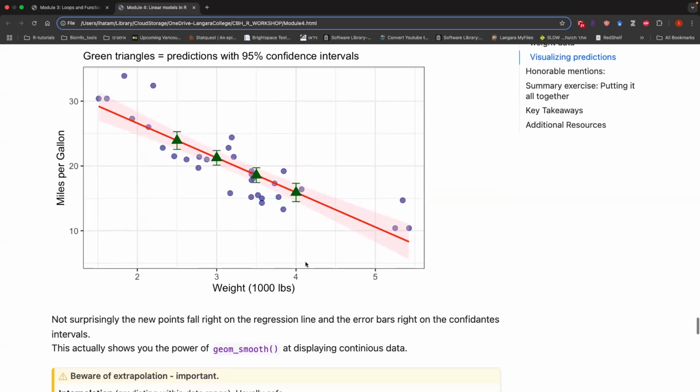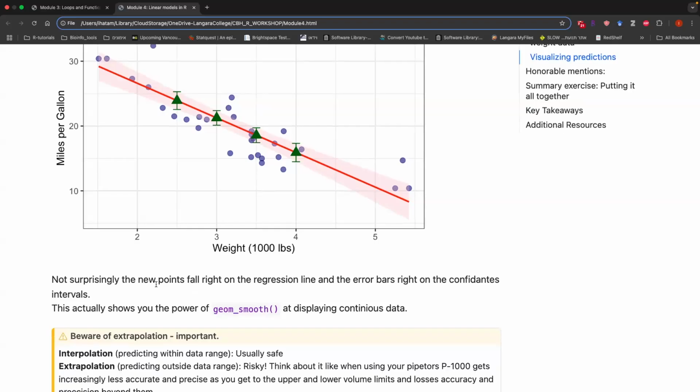Not surprisingly, the new points fell right on the regression line and the error bars fell right on the confidence intervals. This shows you the power of geom_smooth at displaying continuous data and helping you understand where your predictions will fall. So we got new cars, and we were able to predict their MPG with a certain degree of confidence.